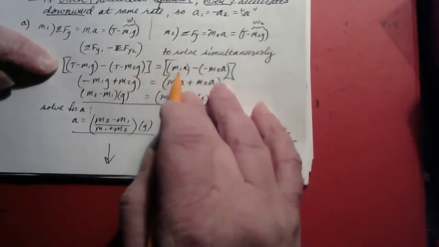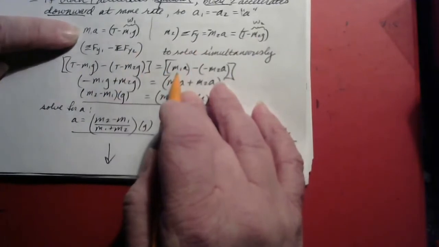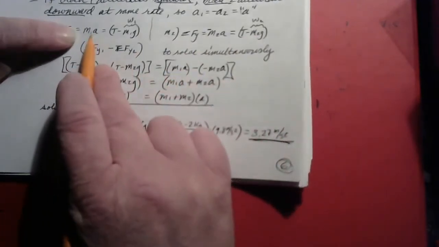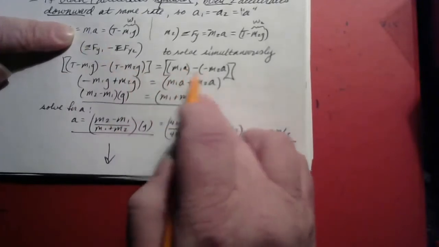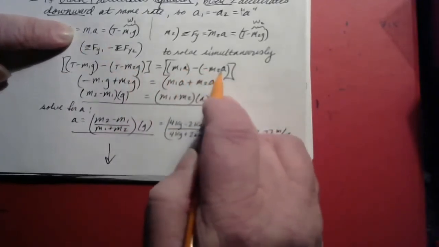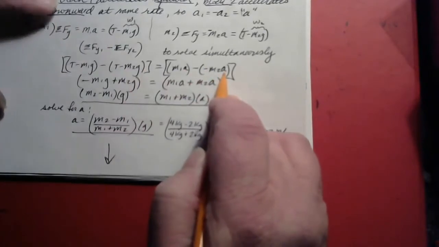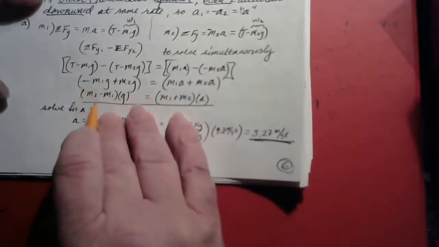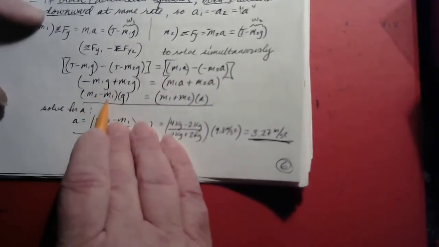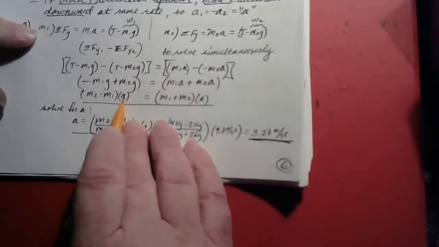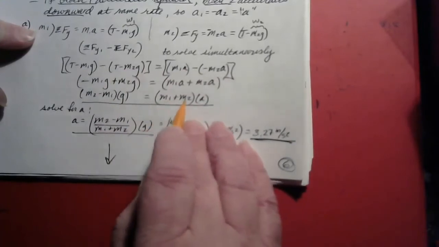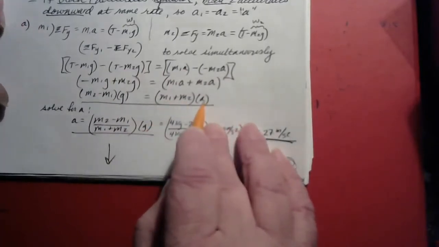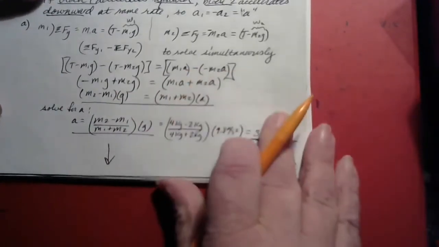And that would be equal to, in terms of mass and acceleration, for block 1, m1 times a. And for block 2, it's negative m2 times a. Okay, so you work out some of the math here. We end up with, ultimately, m2 minus m1 times g is equal to m1 plus m2 times acceleration, because minus a negative is like adding a positive.